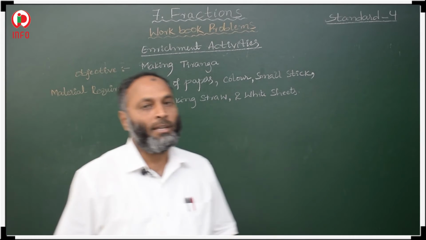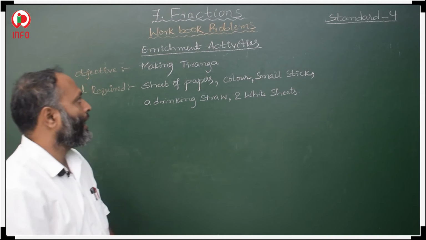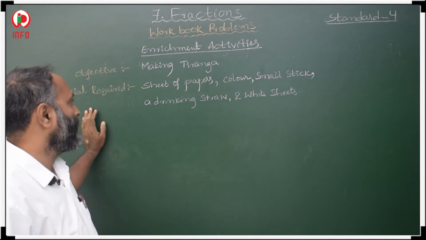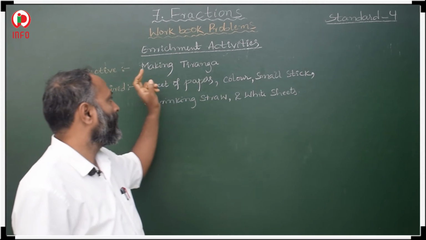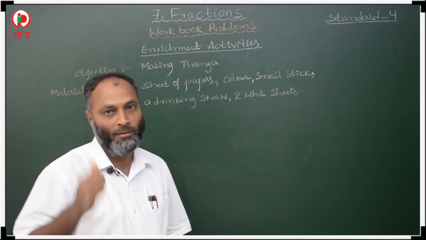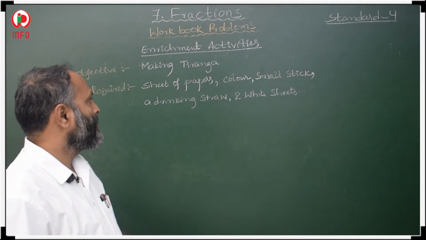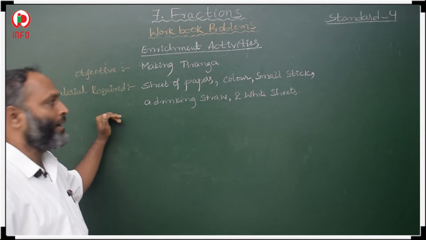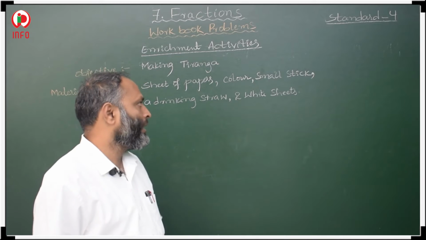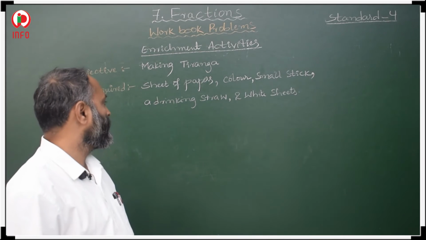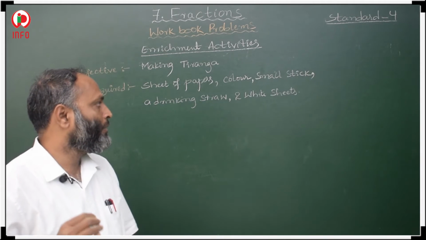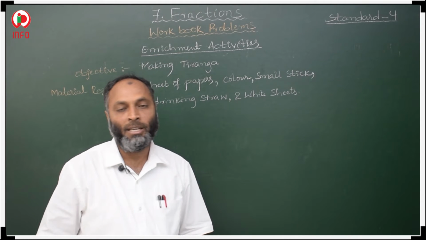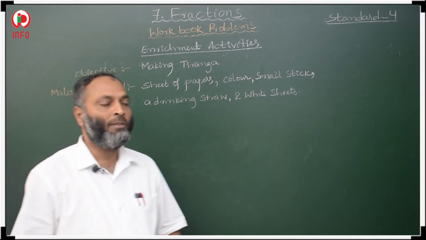Yes, now students see here, next is the enrichment activity. What are we going to do? What is the main objective? We are going to make the Tiranga, our flag. What material do we need? Sheets of papers, colors, a small stick, a drinking straw, and 2 white sheets. These are our requirements.